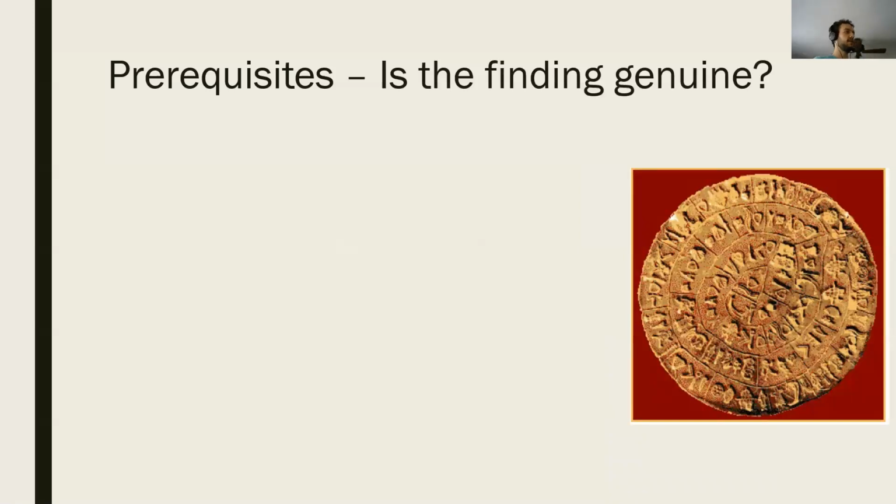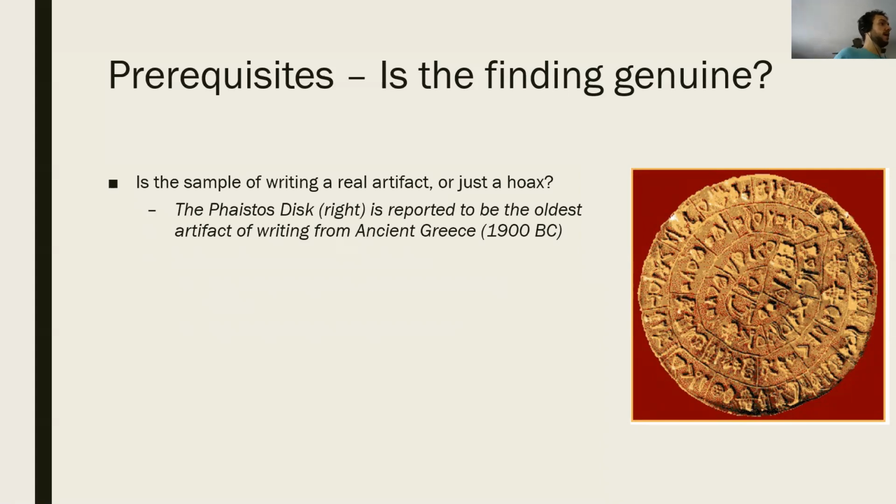Secondly, if we have some artifact with script on it, we have to make sure that it is a genuine artifact from a particular period in history. We have to make sure that the artifact is real and not a hoax. The Phaistos disc, which is reported to be the oldest artifact of writing in ancient Greece, might be a kind of hoax, for the reason that the Heraklion Museum won't allow people to do experiments on it to determine whether or not this is the case.